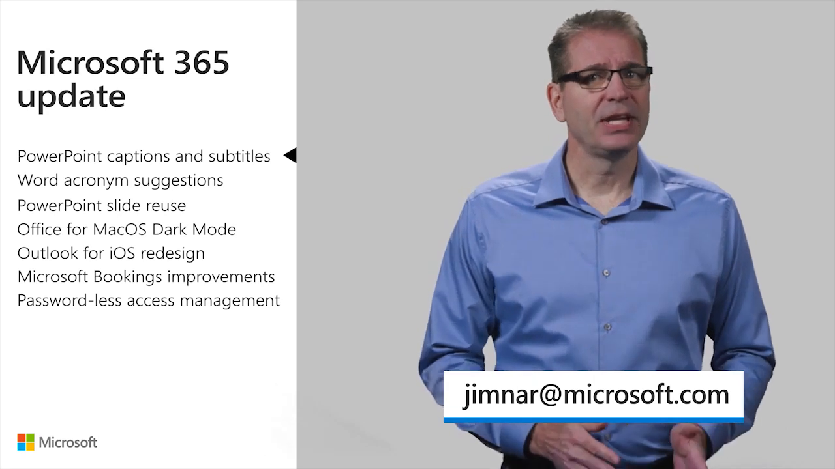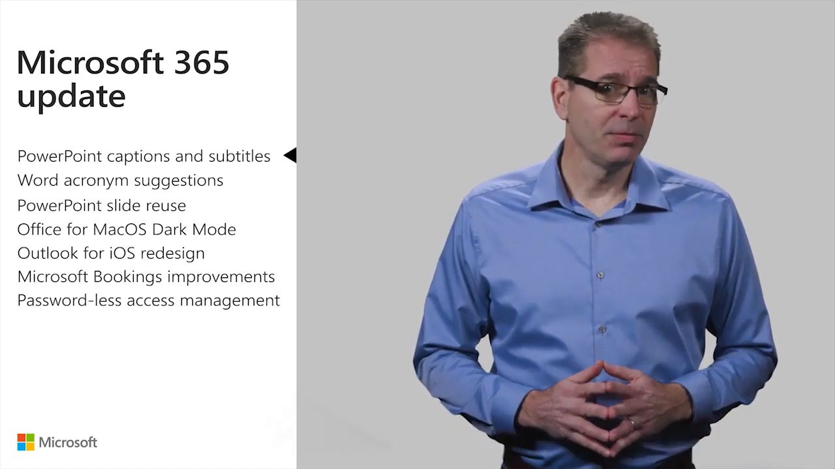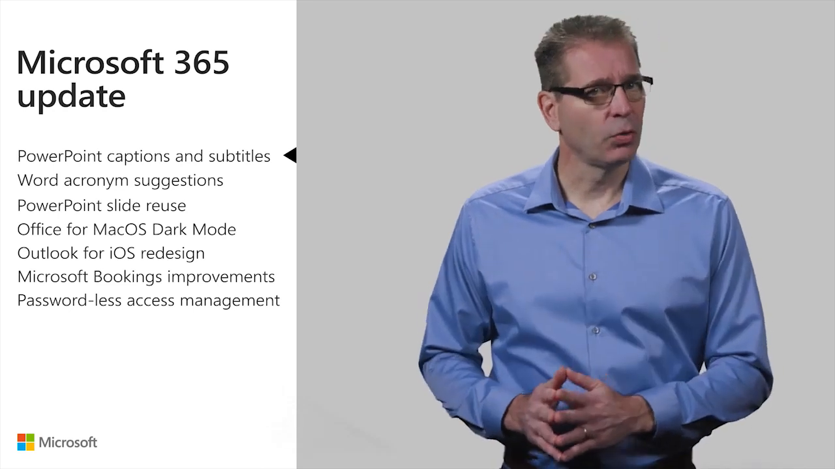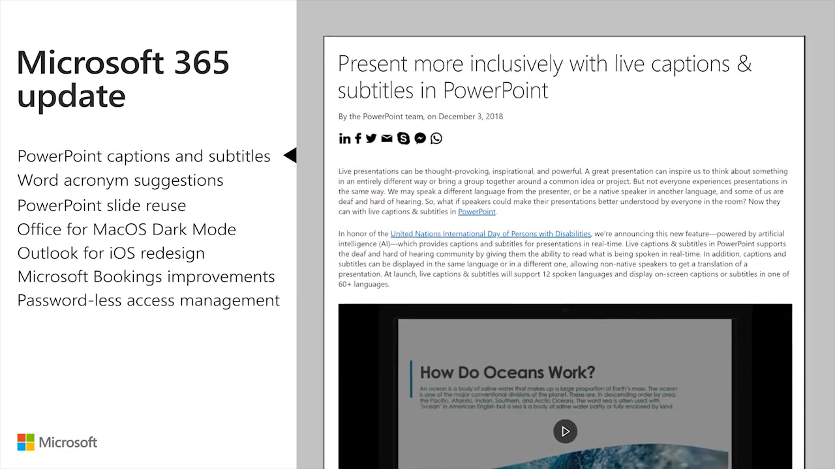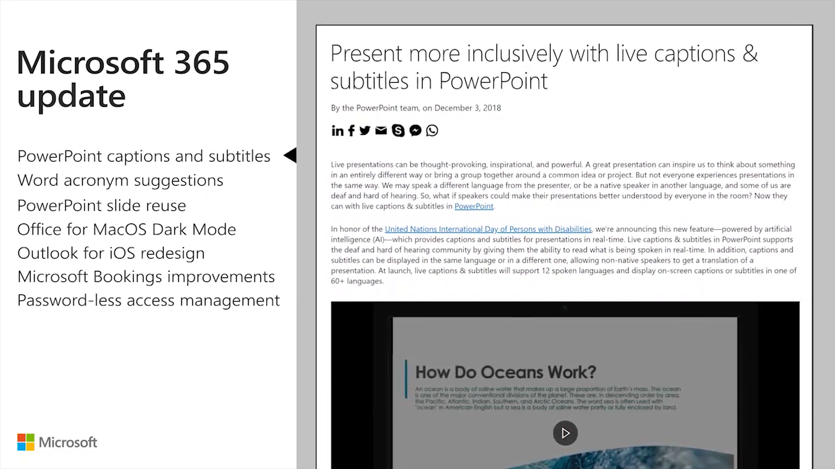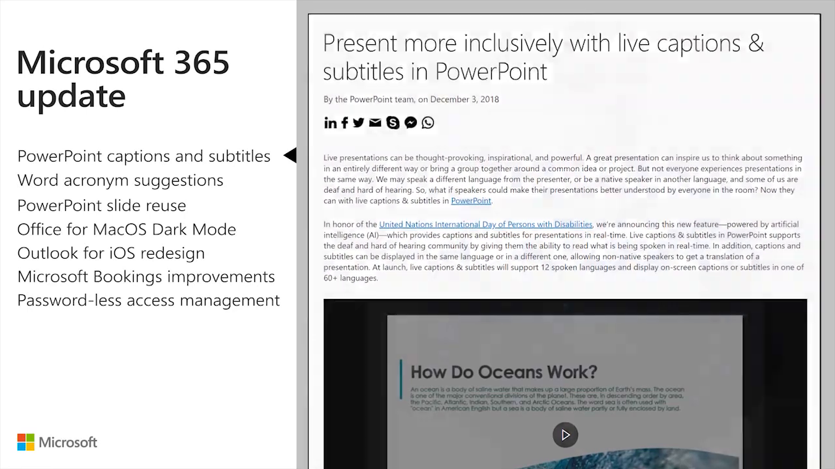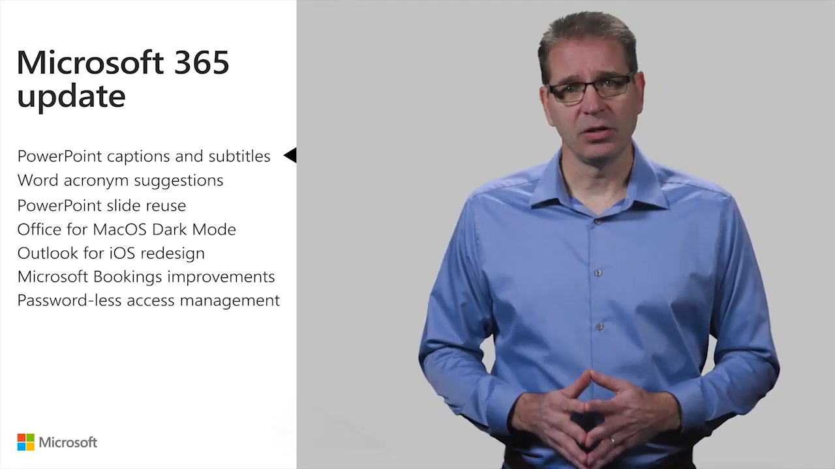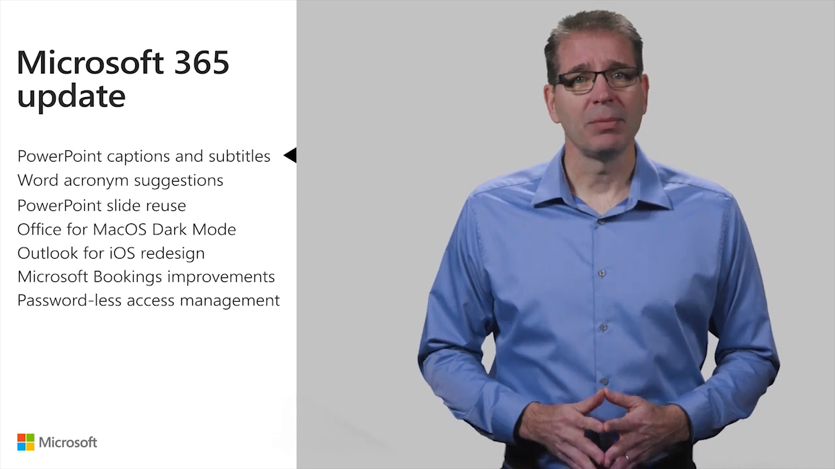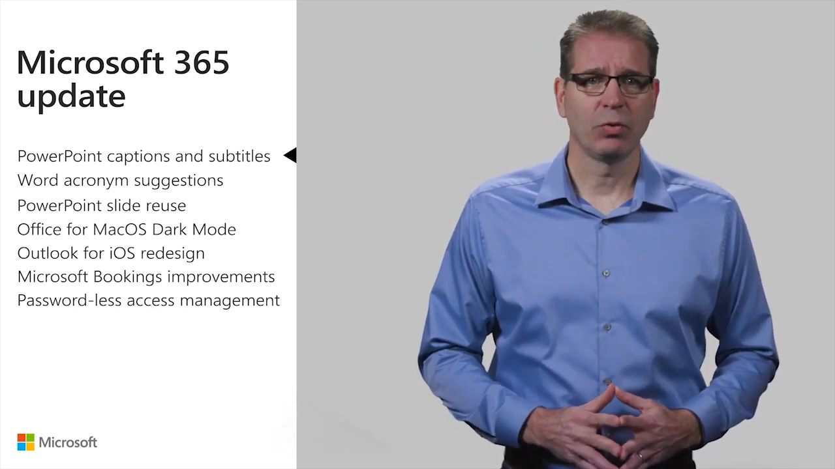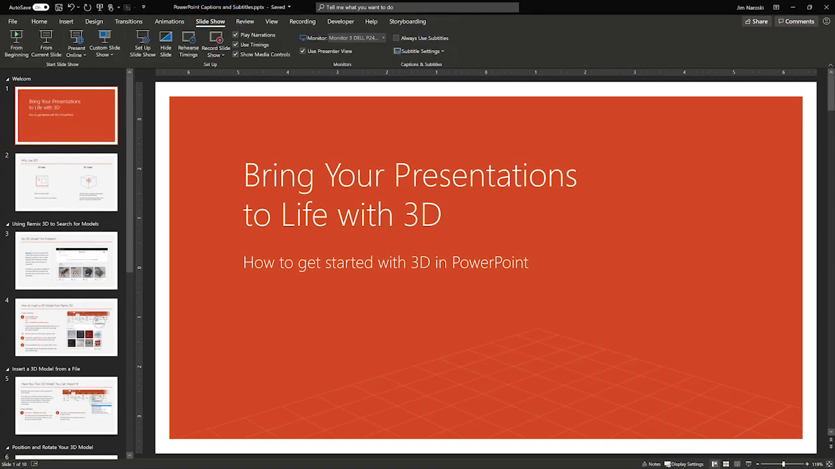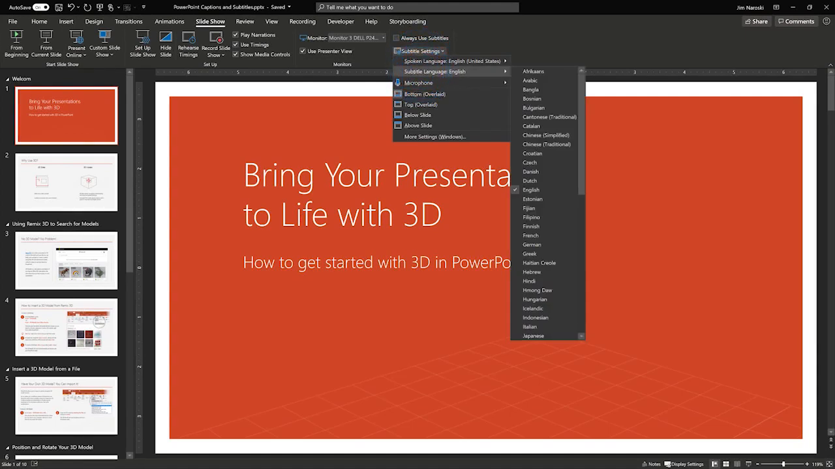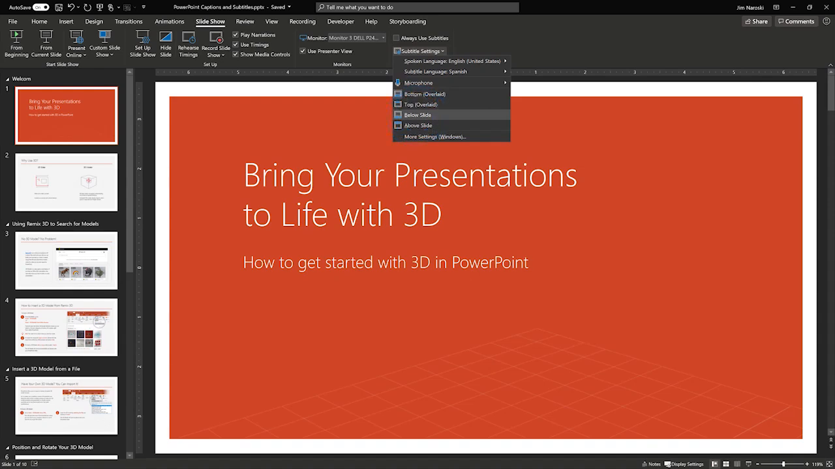Microsoft believes accessibility and inclusion are essential to delivering on our mission to empower every person and organization on the planet to achieve more. Recently announced enhancements to PowerPoint address some of the different ways in which some of us experience presentations. Live captions and subtitles, powered by artificial intelligence, or AI, promise to make them better understood by more people. When this feature is available, you'll click on Slideshow, then Subtitle Settings. You'll see the options for the speaker's language, the subtitle language, and where you'd like the content to appear.